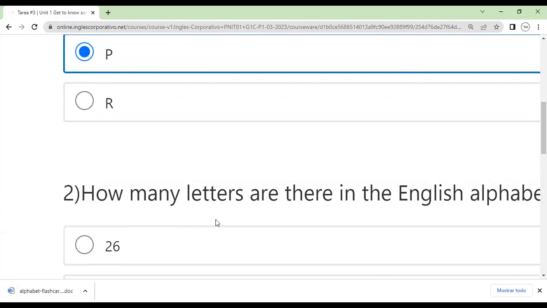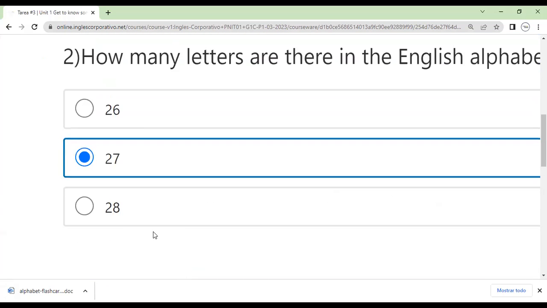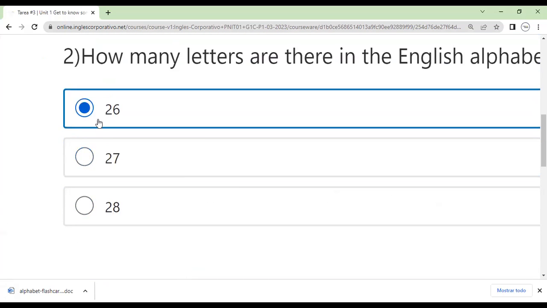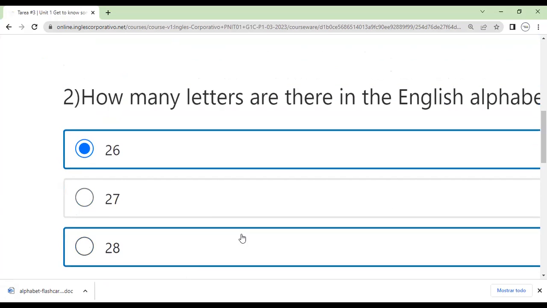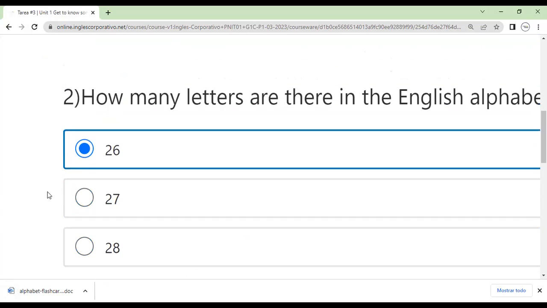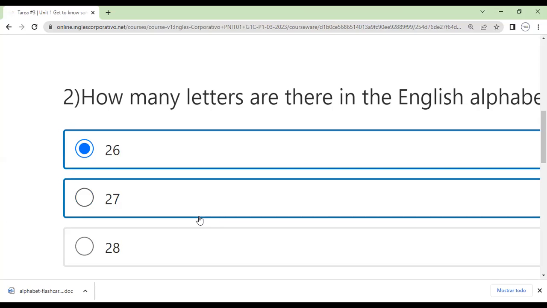Now, how many letters are there in the English alphabet, people? 26. What about in Spanish? 26. In Spanish, we have 28. Okay, it's because we have ñ, right? And we also have double l, we have elle. Those letters do not belong to the English alphabet.